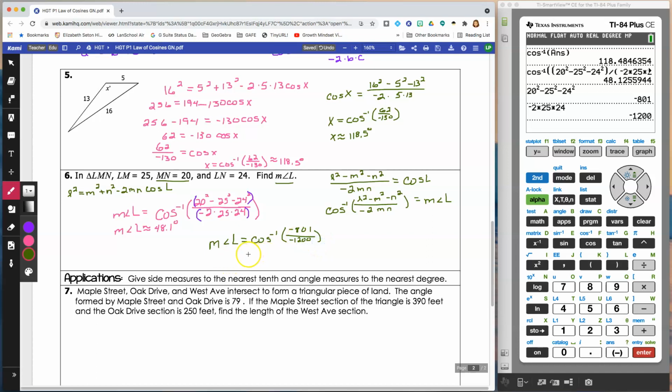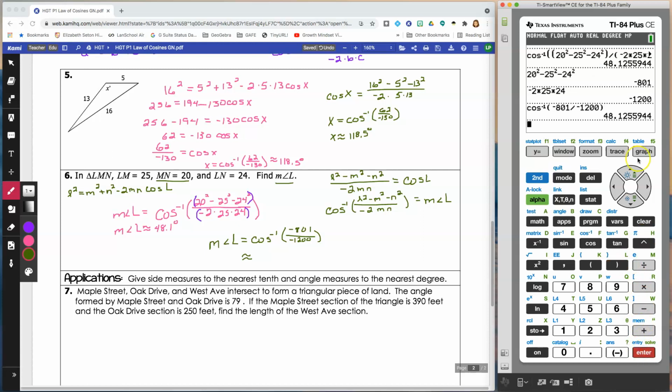And now I can type this into my calculator, right? So now I have my inverse cosine, negative 801 divided by negative 1200. You could have dropped both the negatives, right? Because a negative divided by a negative is a positive. You can't just drop one of them though, remember that. And enter. And now you can see my 48.1 is the same as that 48.1 above.